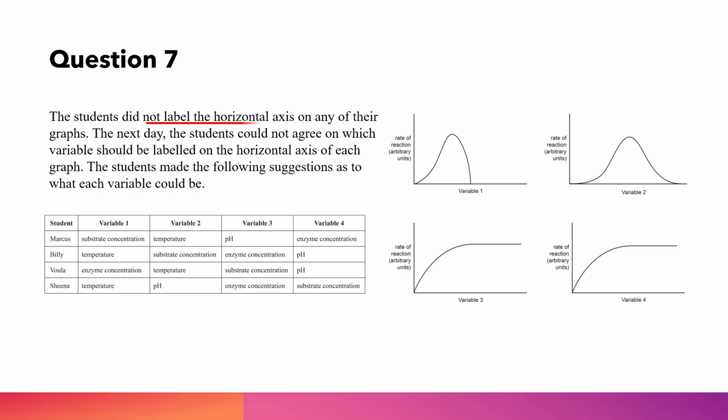The students did not label the horizontal axis on any of their graphs. The next day, the students could not agree on which variable should be labeled on the horizontal axis of each graph. The students suggested the following options for each variable.